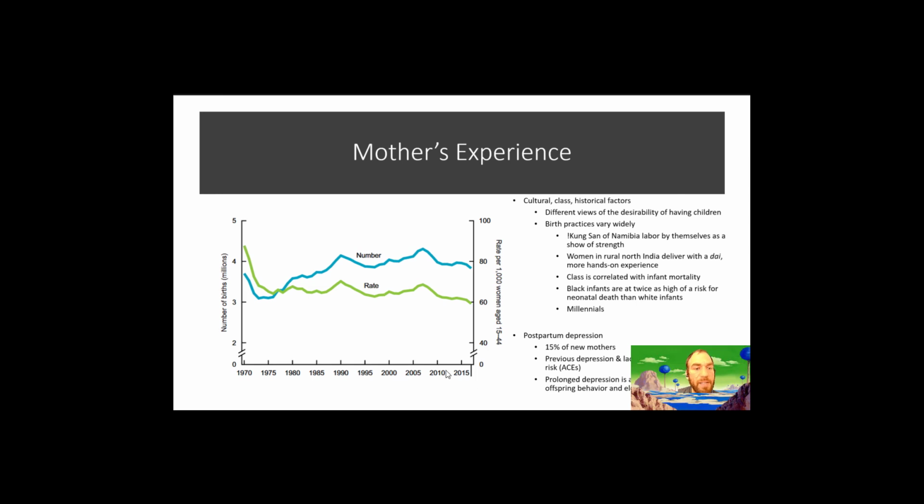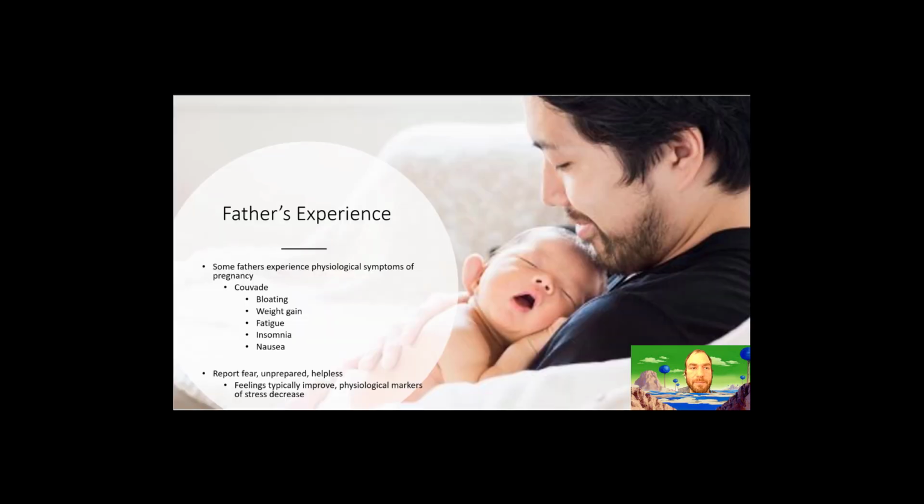And you can see on the right side the number of births, and you can see that rate going down for millennials, and that was the millennial bullet point. So birth rates are going down. Fathers report fear, feeling unprepared and helpless. So the idea is that they have similar stresses as mothers, obviously. So it's the rest of the family. Again, not breaking news. Feelings typically improve.